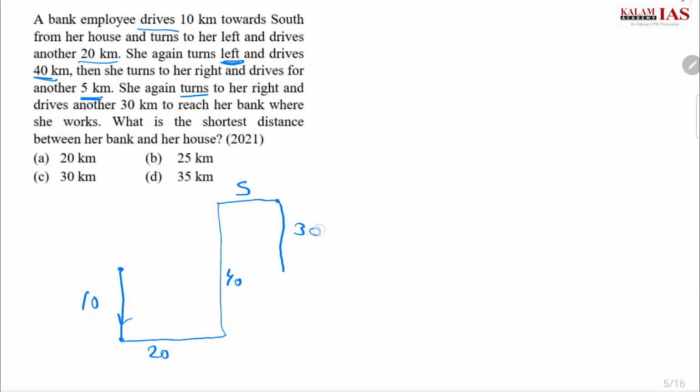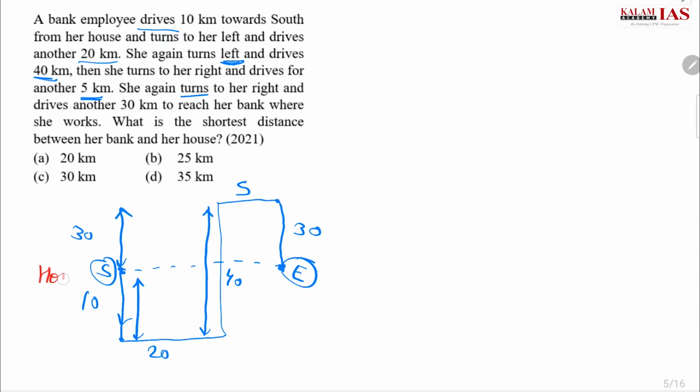This will be 30 kilometers, right? Because if you see, 40 is this distance and 10 is this distance. So this distance will be exactly 30. So she stops at this point. This was her starting point and this is the end point, start and end. What is the shortest distance between her bank and her house? This was her house. Let's mark it, house, the start point. The end point was E point, which is her bank.